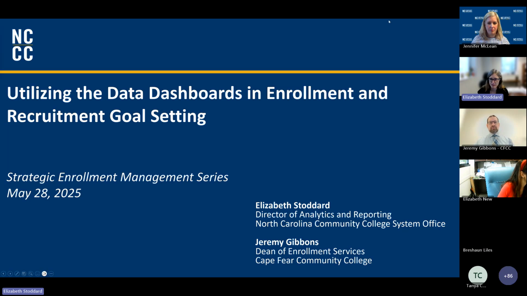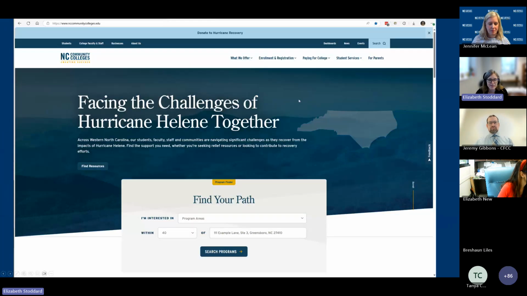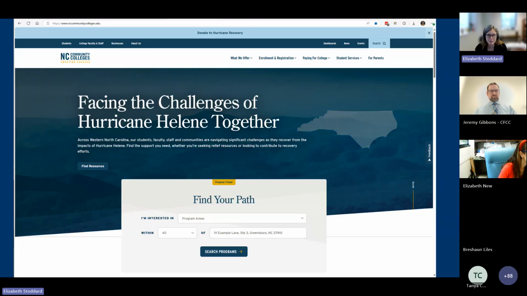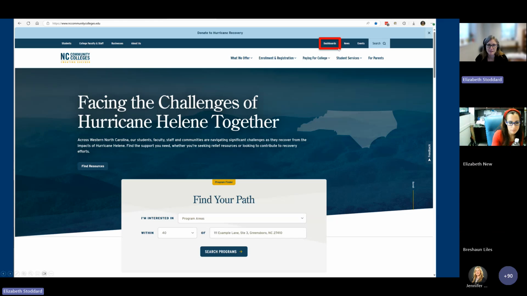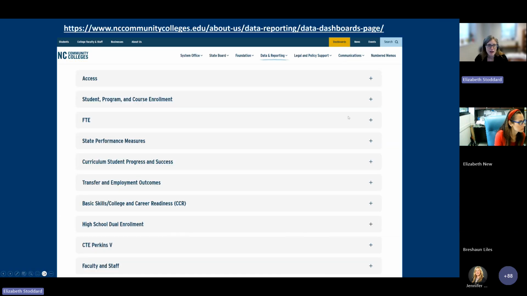Okay, this is just a screenshot of our NC Community College's homepage. The dashboards are accessible on every page of our website. You'll see highlighted in red up here this little dashboards icon. So you can click that from any page and get to our dashboard homepage here.